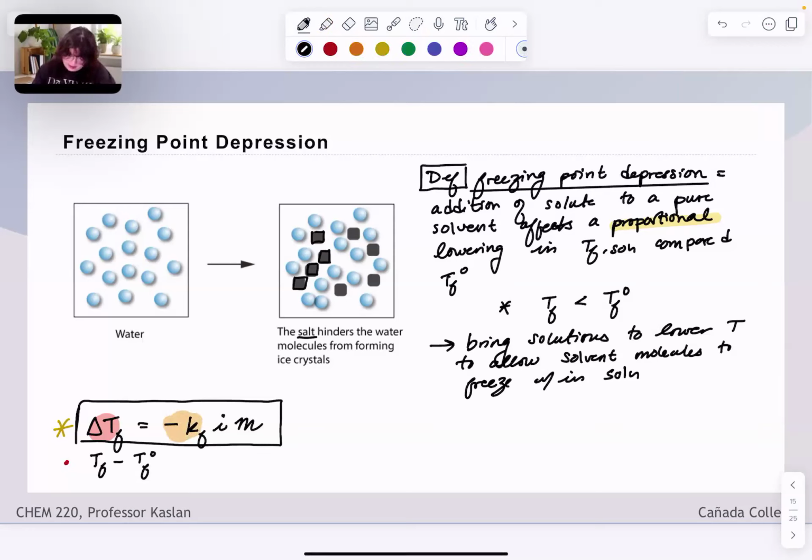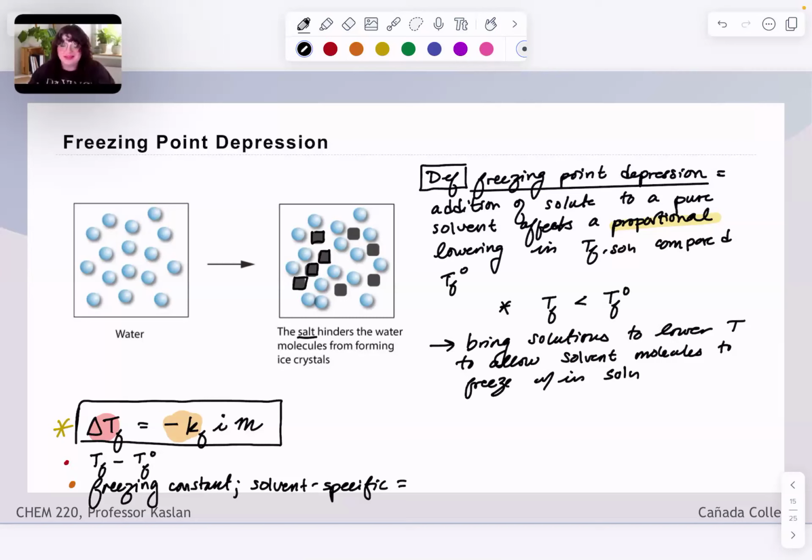Negative K, so again, K is another solvent-specific constant. In this case, it is called the freezing constant. So, freezing constant, solvent-specific. And since we are looking at water most of the time when talking about solutions, at least in Gen Chem, we use the freezing constant of 1.86 degrees C per molal.